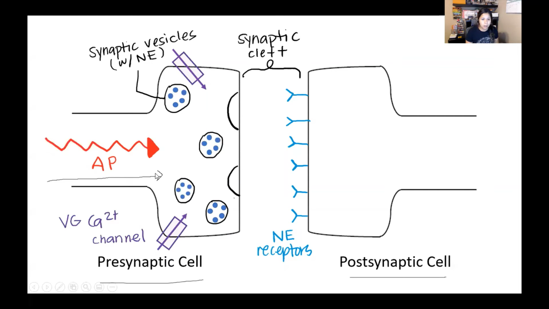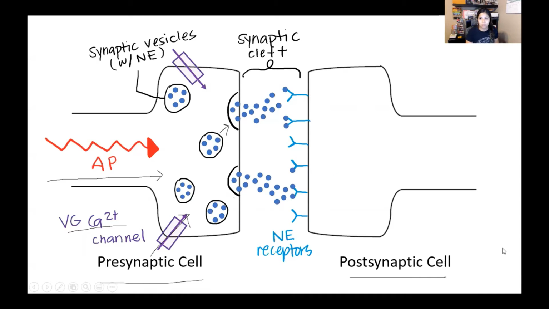We have an action potential that comes in at the presynaptic cell. That action potential is going to trigger voltage-gated calcium channels to open and allow calcium to come in. That should not be anything new. The calcium coming in is going to trigger these vesicles to move towards the membrane of the axon terminal in order to release the neurotransmitter. So you have a release of norepinephrine into the synaptic cleft, and they're going to diffuse across to the receptors. You can see some of these norepinephrines attaching to these receptors.